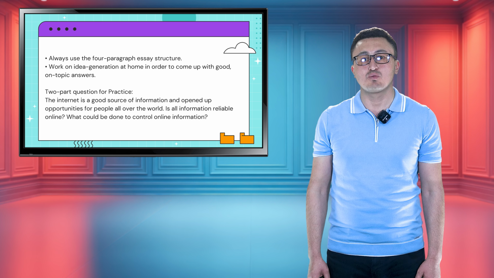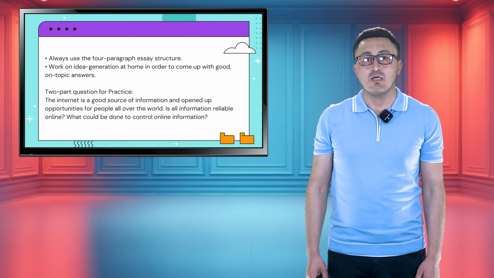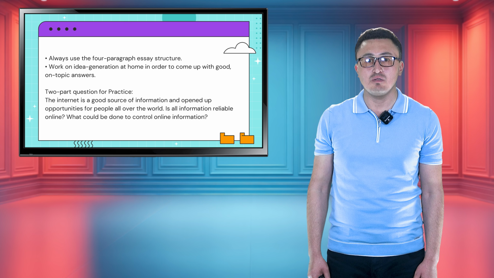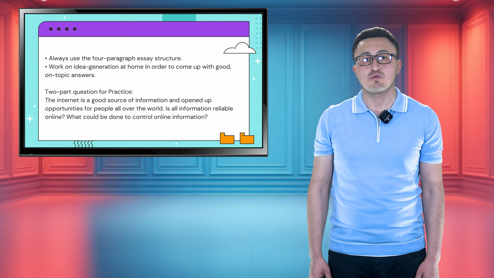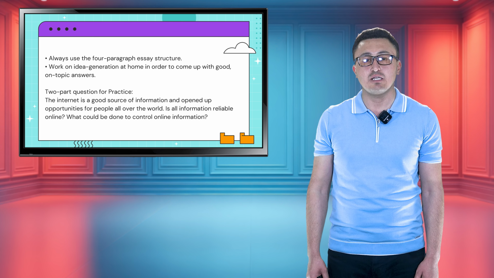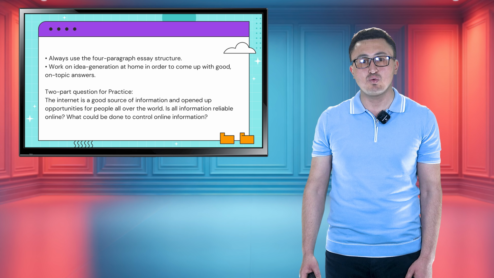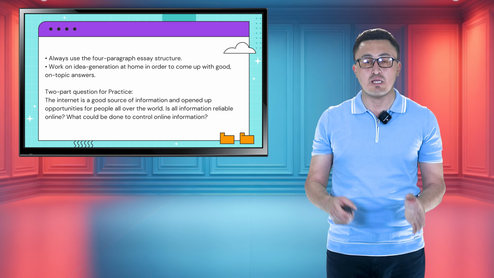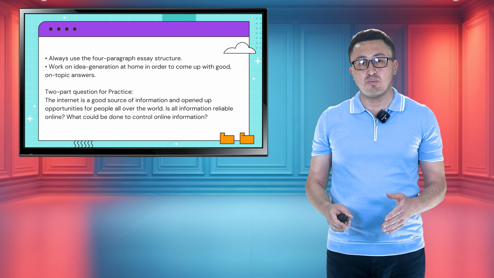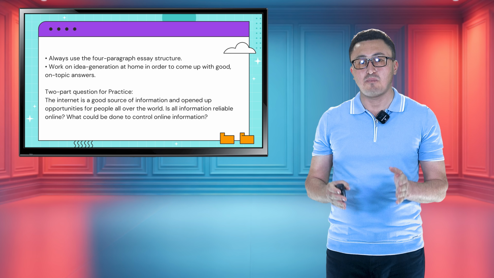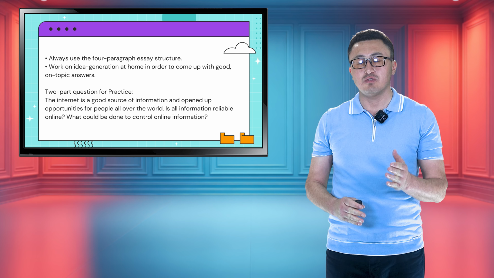The internet is a good source of information and has opened up opportunities for people all over the world. Is all information reliable online? What could be done to control online information? As you have seen, this question also consists of one topic sentence and 2 different questions related to the same topic. It would be better if you write one 4-paragraph essay for this question.